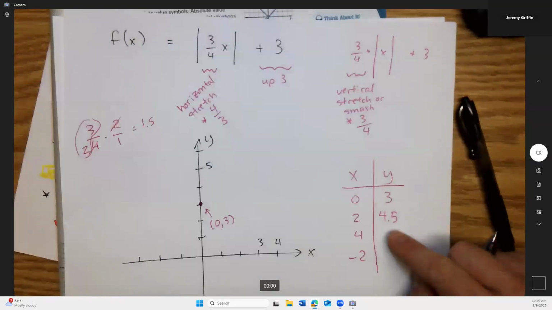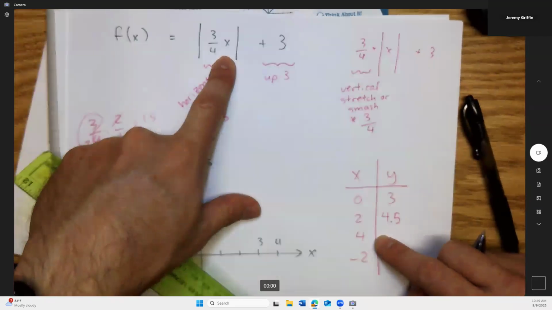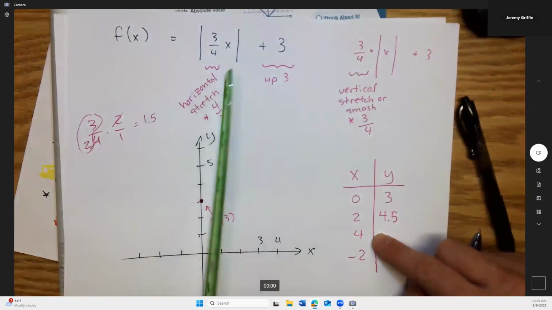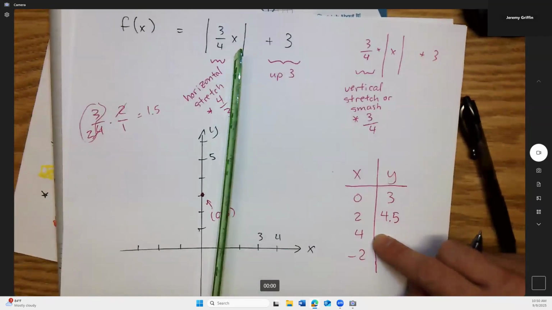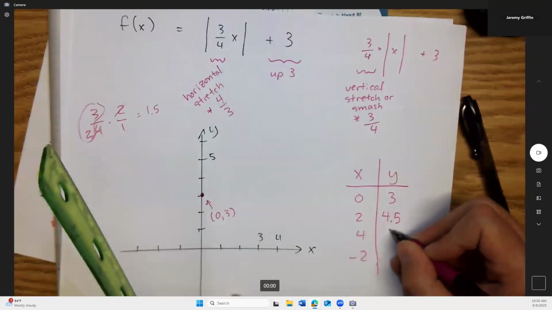Okay. All right, let's do 2 more of these. So if you plug in 4, what's 3/4 of 4? 3. And then absolute value is still 3. Plus another 3 gives you 6.